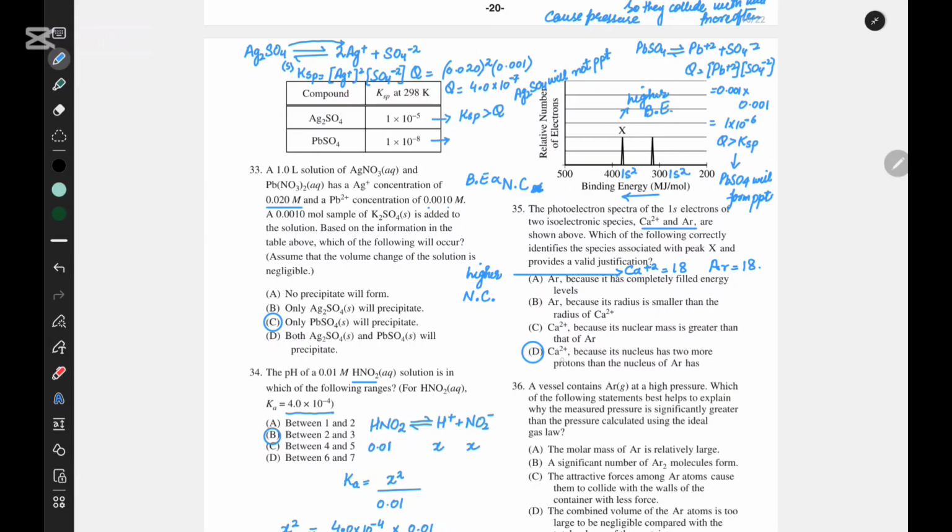Why D part? Because they are saying calcium +2 because its nucleus has 2 more protons, because it has lost 2 electrons than the nucleus of argon has. So this is going to be the right answer.